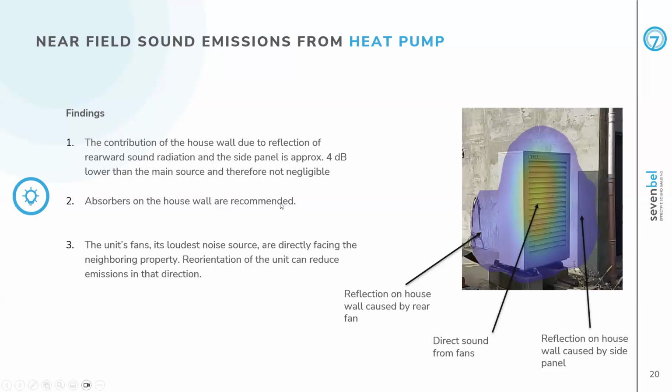There are a few things that we can already propose here. Some absorbers could be placed on the wall to try to reduce these reflections from the unit. But also the unit could have been oriented differently during the installation so that the loudest source, the fans, do not face the neighbor directly. So a reorientation of the unit could be a potential solution to this problem, or at least a mitigation measure.